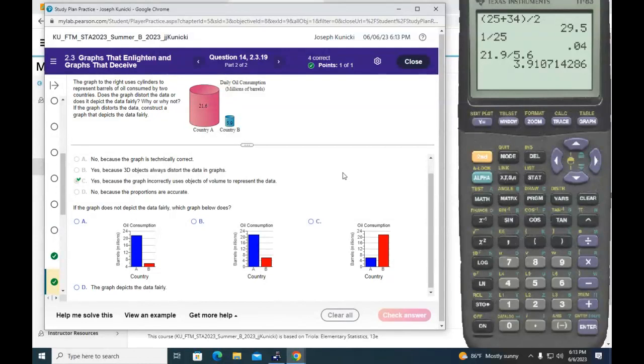Now, I've got to warn you, they changed color. The red is now blue. See, A and A. So which one would be 21.6 and 5.9? It'd be this one. This is a more fair representation. The blue is about 4 times as big as the red, and that's much more fair.